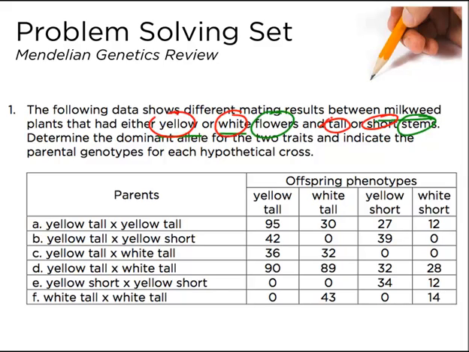What they want from you is two things. Determine the dominant allele for the two traits and indicate the genotypes of the parents for each one of these crosses, A through F. So it's a reasonable amount of crosses. Maybe on an exam they'd only give you one or two, but it's good to practice with all these different types of things.